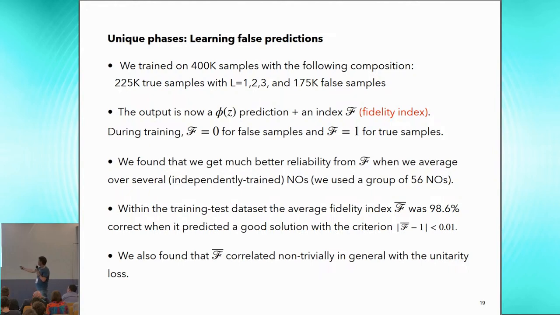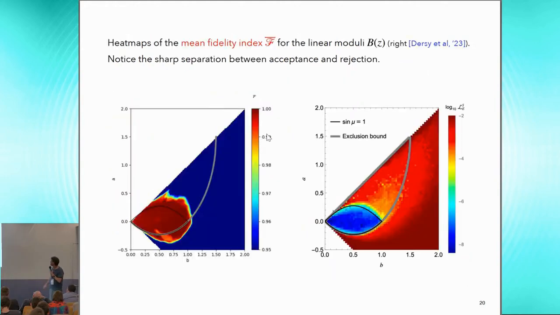Okay, so we also find that if you bring in the unitarity loss and compare, there is a strong correlation between the fidelity index and the unitarity loss. So now let me go back to these plots in the linear and quadratic moduli case. Again, I don't have access to the unitarity loss, so I'll plot the fidelity index. And the fidelity index, at least approximately, does what I wanted it to do. It isolates an island of good predictions, and this island is very close to the expected one.